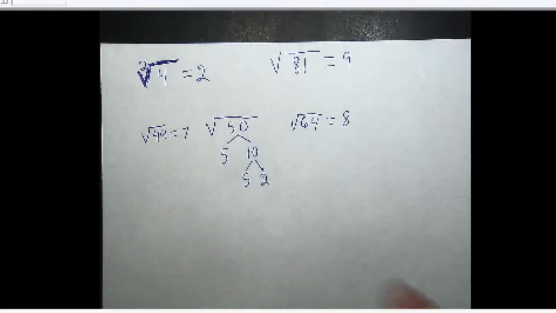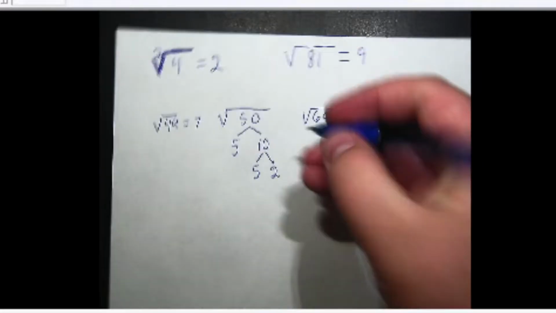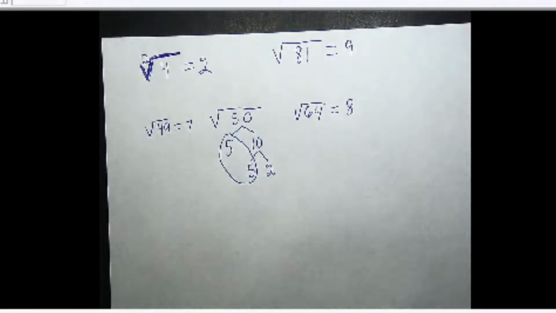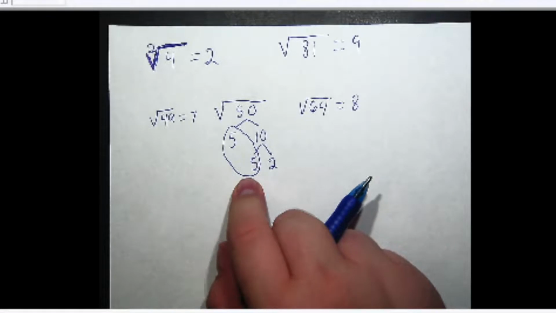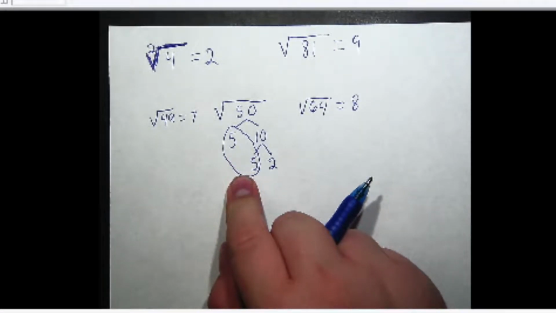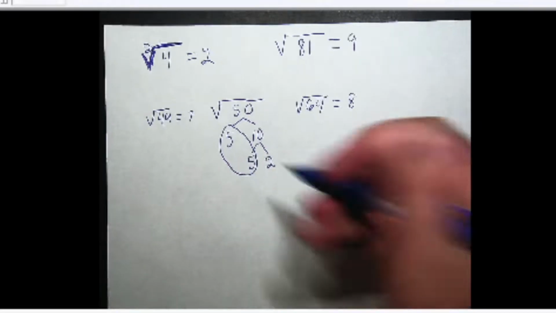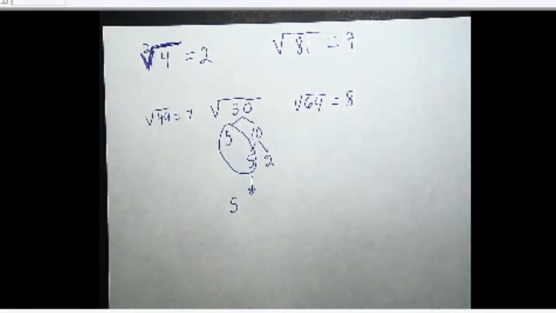Wait a minute, let's hear that again. 2 times 5 times 5. That is a square. Of course, what is 5 times 5? 25. What's the square root of 25? 5. Or another way you can look at this is if you find a matching pair of numbers like this, that number gets to come out. Because 5 times 5 is 25, and what's the square root of 25? 5. So that 5 comes out as a whole number.